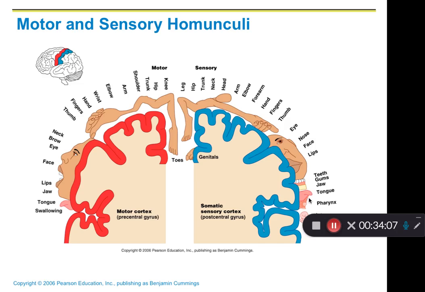And then we can see we have the tongue. The tongue also takes a relatively higher surface of the cortex. That's because the tongue has high density receptors, for example, for the taste. Pharynx.